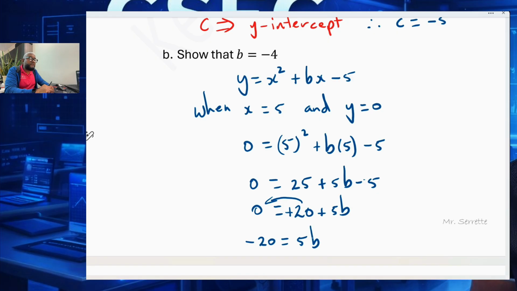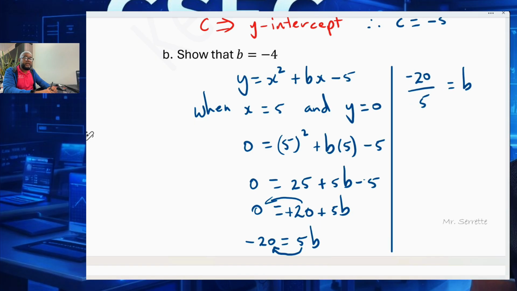What do I do now to find the value of b? I'm going to carry this 5 here and do what? Divide. So let me do it right here, right? So negative 20 divided by 5 would be equal to b, right? Negative 20 divided by 5 will give me negative 4 is equal to b. And I can put a little box to indicate that it was shown. Are we clear here?